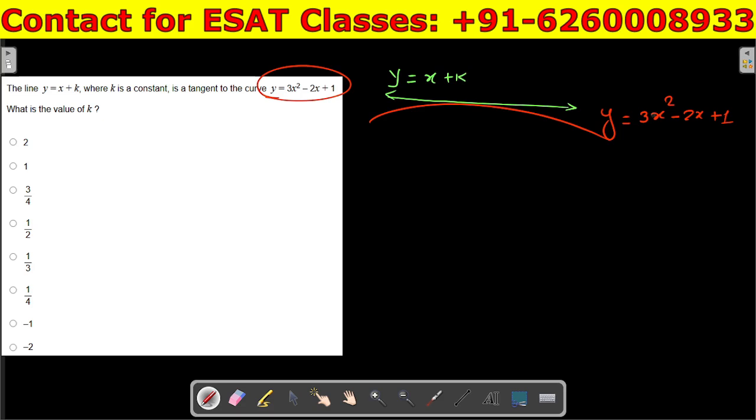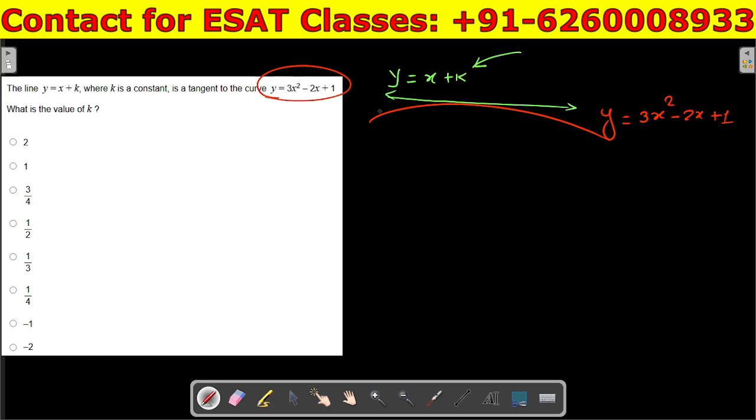So we have a curve whose equation is given and we have a tangent whose equation is given. But in this equation of tangent, k is unknown and we have to find the value of k, and we have a lot of options here. So how can we do it? First think yourself, then see this video and you will learn something.